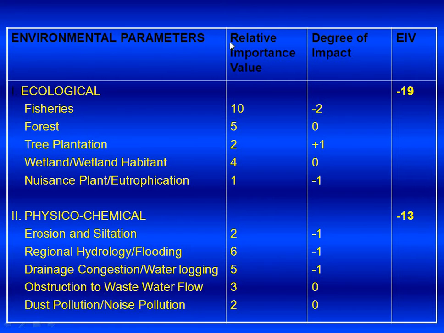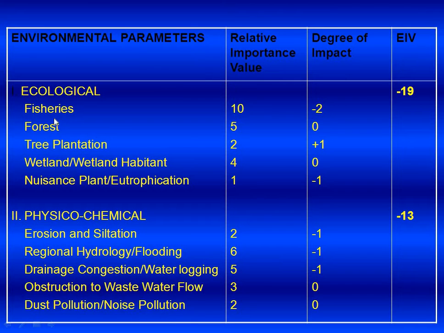Now each of them has a relative importance value. Fisheries, if 5, 10 importance, forest 5, tree plantation 2, 4, 1. So there are different importance values given. They are not equally important. This one is more important because it all depends on the occupation of the people, on location, geography, because many people depend on that. In that case, it's more important. And the environment is very susceptible to a particular situation, so we can have more impact. So that's why an interdisciplinary group is required for that. That's why a public hearing is also important.